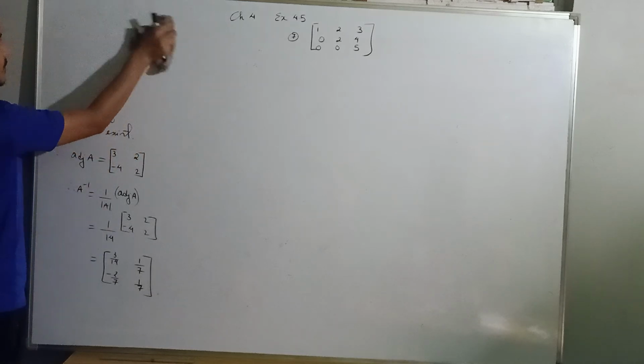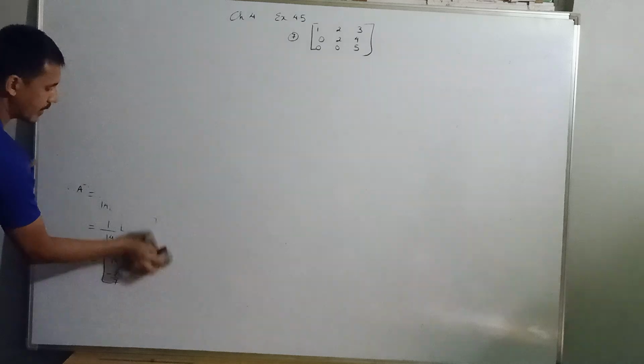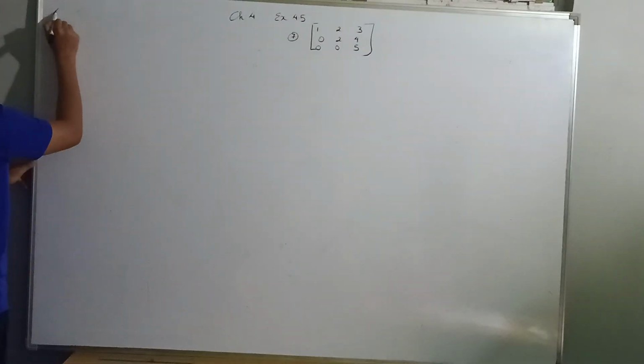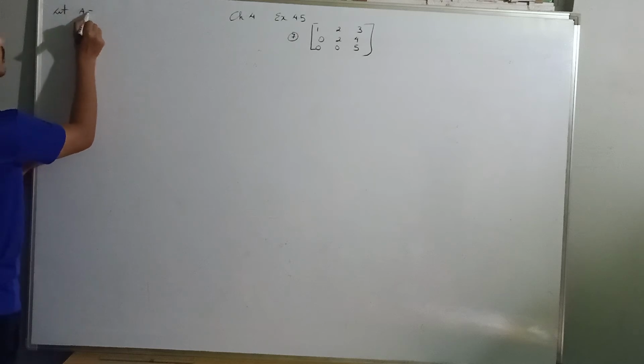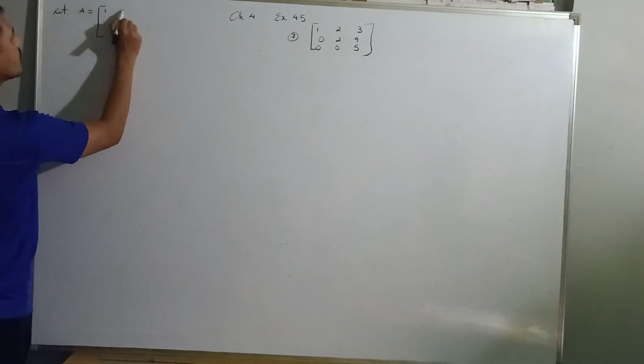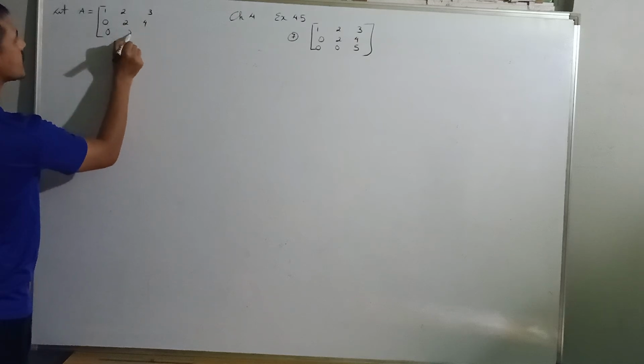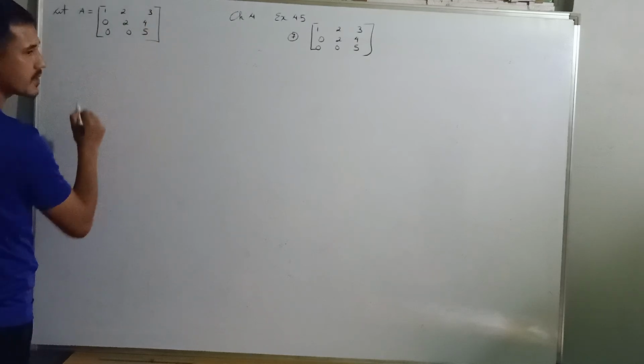So let me go for number 7, 3 cross 3, adjoint of A. Number 7: let A be your matrix 1, 2, 3, 0, 2, 4, 0, 0, 5. Shall we check whether A inverse exists?